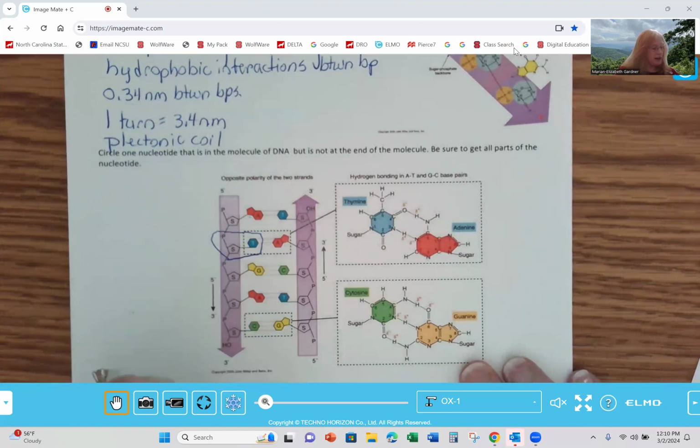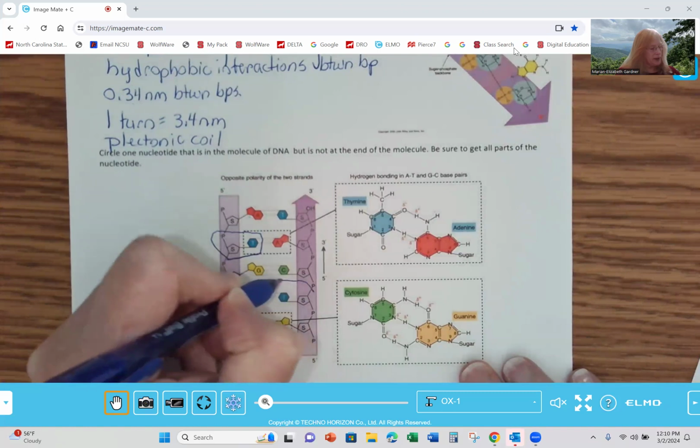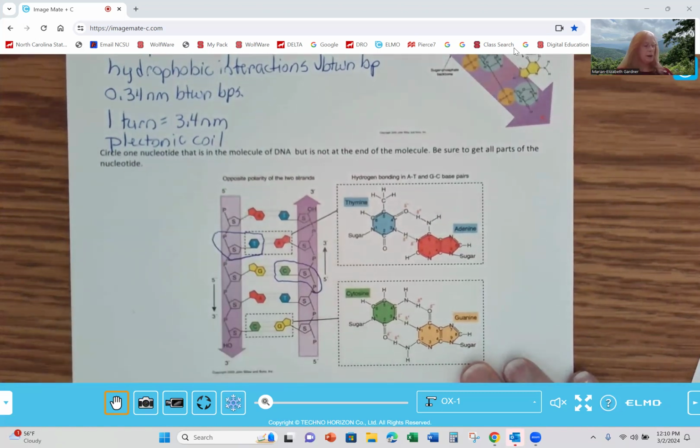If we wanted to do that on the opposite strand, this phosphate would have to go with that sugar and that base. There we go. So there are a couple of examples.